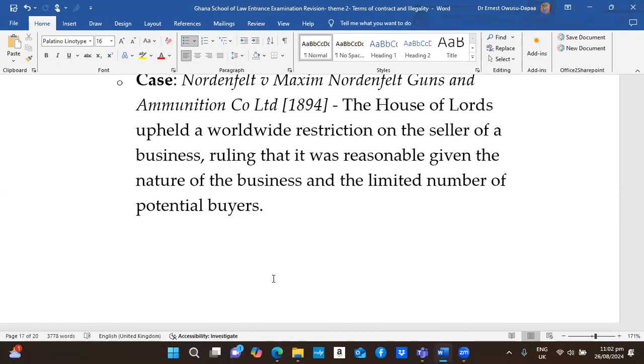I think guns and ammunition. So why did the court uphold it? Okay, My Lord, I believe the court upheld it because they believed it was reasonable due to the fact that the defendant had got to know some trade secrets, and then also was in possession of some key customers' information.